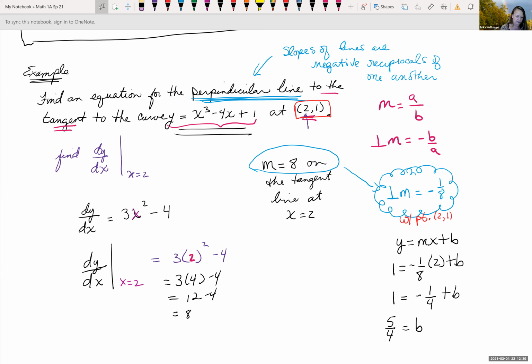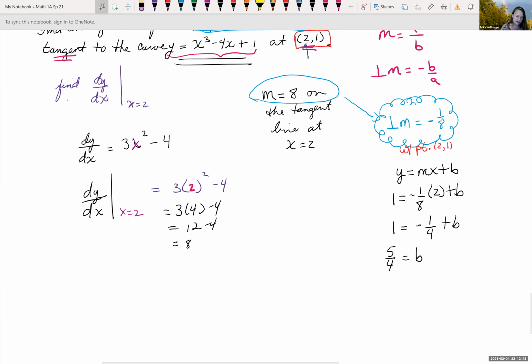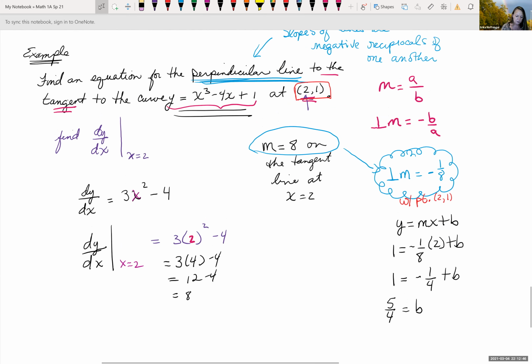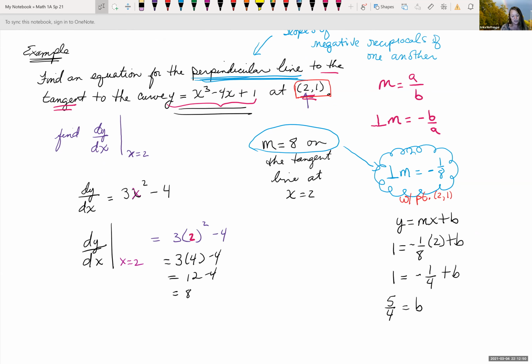So we have the equation of the line. And the equation of the line that's perpendicular to the tangent line of the curve y equals x cubed minus 4x plus 1 at (2, 1) is the following: y equals our slope, negative 1/8, x plus b, which is 5/4.